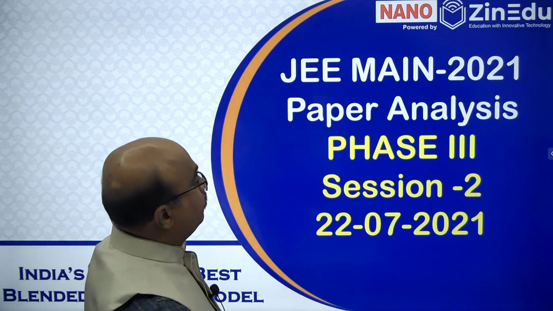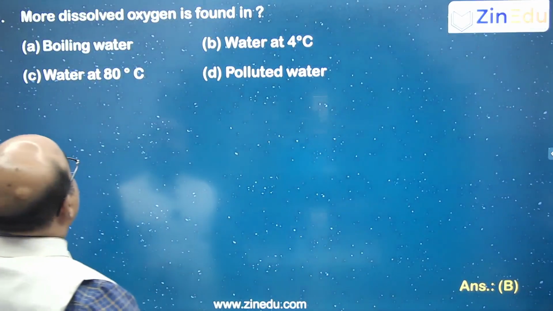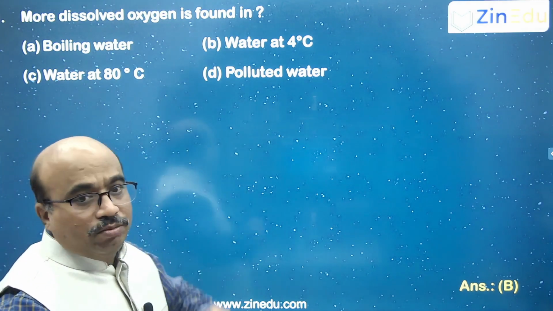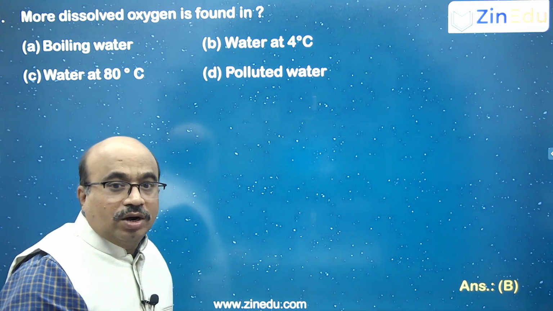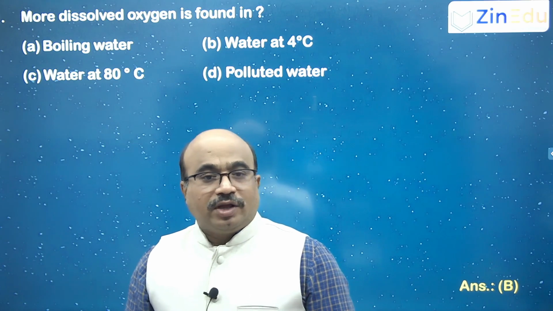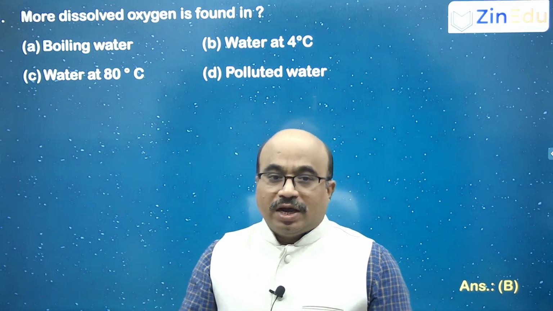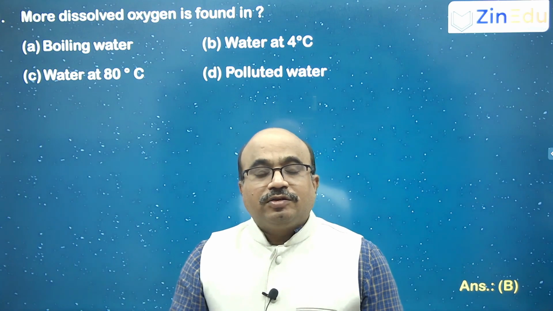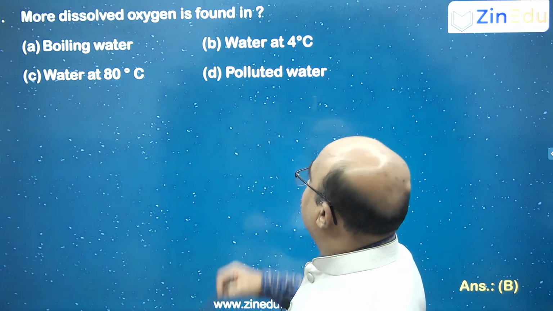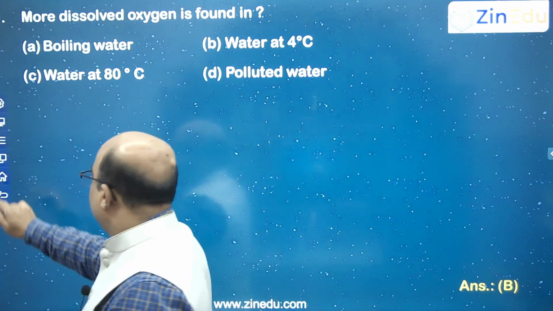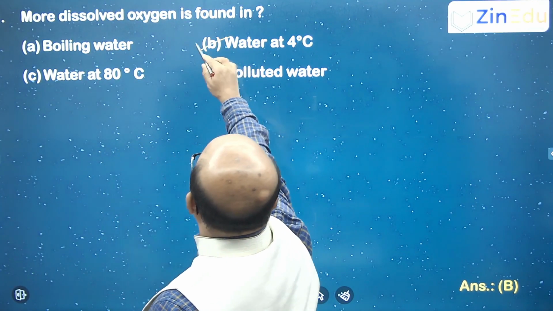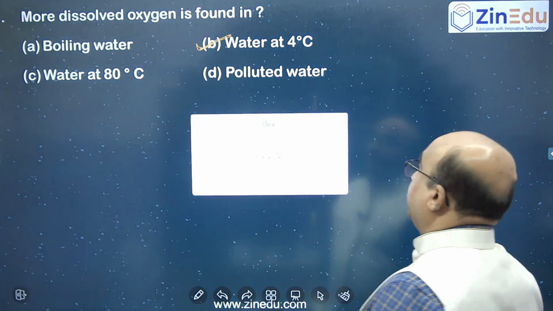Let us start the question on which is more dissolved, like oxygen dissolved in a solvent: boiling water, water at 4 degrees centigrade, water at 80 degrees, and polluted water. We know it's Henry's law based. The dissolution of a gas in a solvent increases with the decrease in temperature because the process is exothermic. So temperature has to be low. So that is our answer, B. Next.